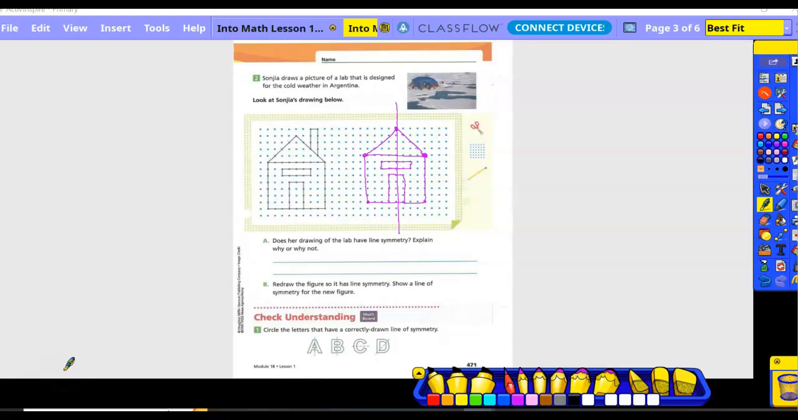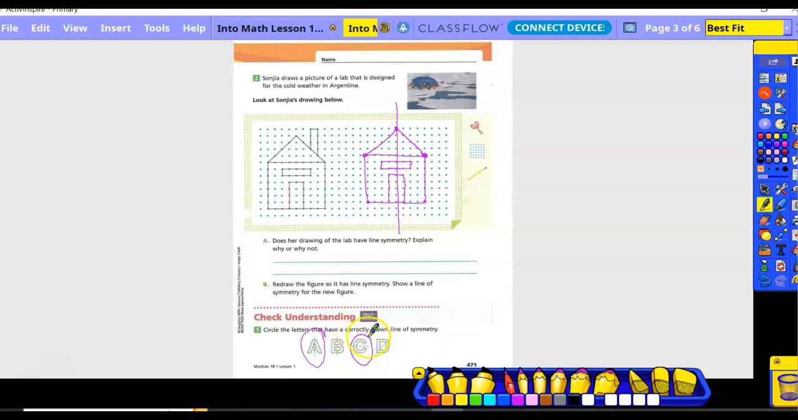Number 1, check for understanding. Circle the letters that have a correctly drawn line of symmetry. A? Yes. If I would fold that in half on that line, then I would get it to match up. B? No, and what tells me automatically that B would not work? Because on one side of B it has a straight line, on the other it has curves. So would that match up? No. What about letter C?